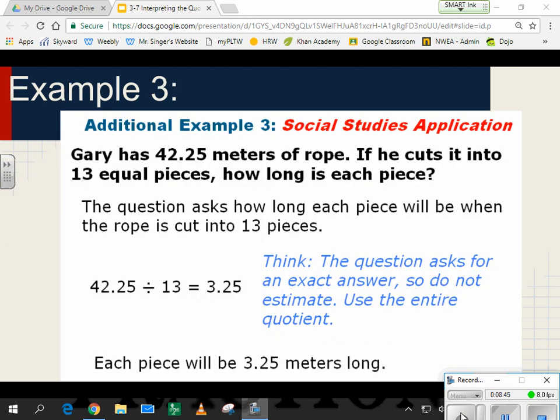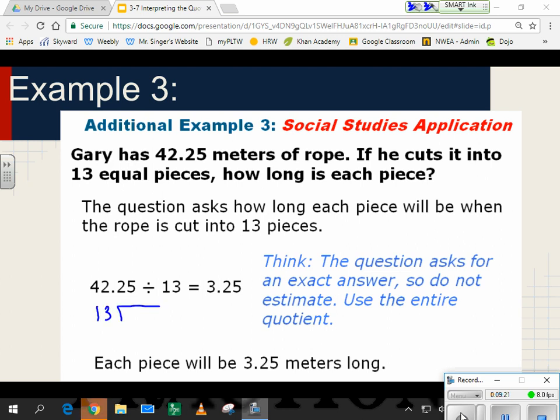Now, in example 3, we're going to be looking at problems where having the exact answer is what you're looking for. So it says Gary has 42 and 25/100 meters of rope, and if he cuts it into 13 equal pieces, how long is each piece? Well, you have so much rope, and you're going to cut it so many times. So the question is really asking how long is each of those little pieces going to be? So we have to divide 13 into 42.25.